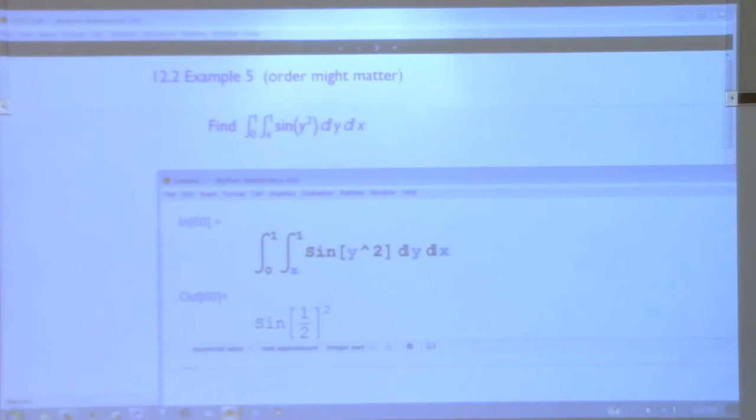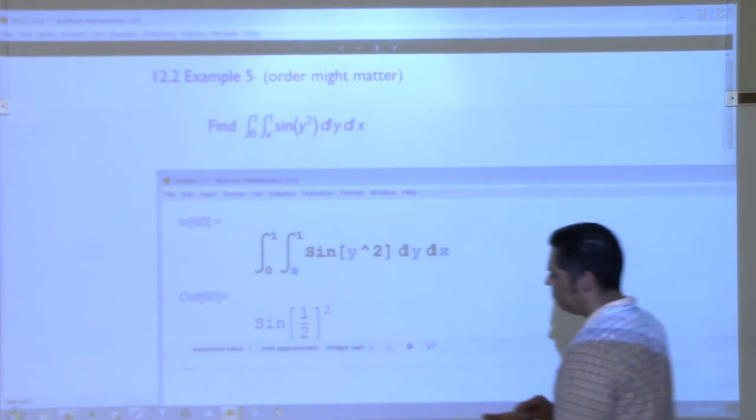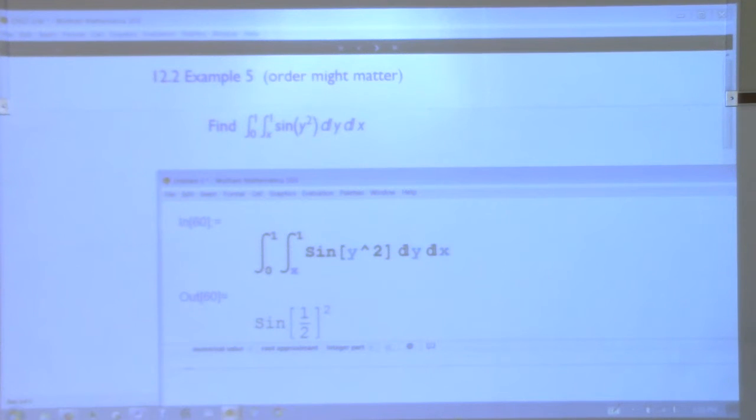Sine of 1/2 squared. That seems like it should be sine of 1/4 then, right? Or is it sine of 1/2 squared? No, then it would have had this in brackets and then the squared on the outside. All right, so that's what the computer got.